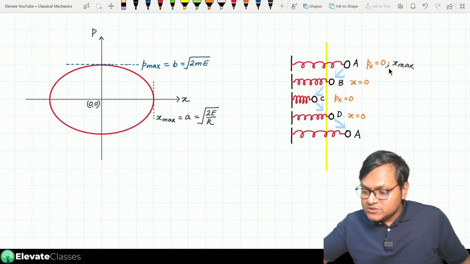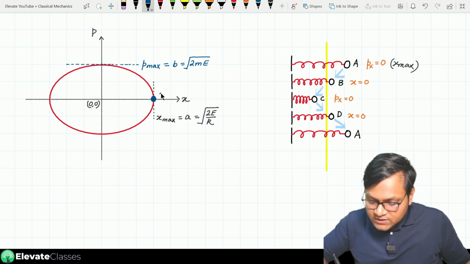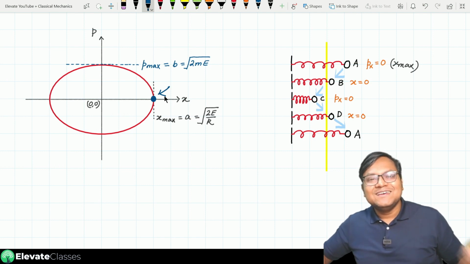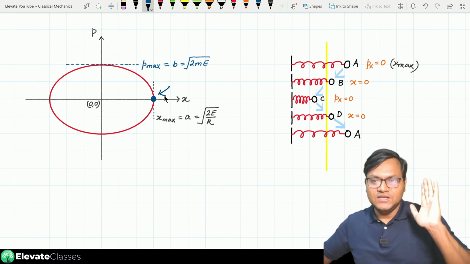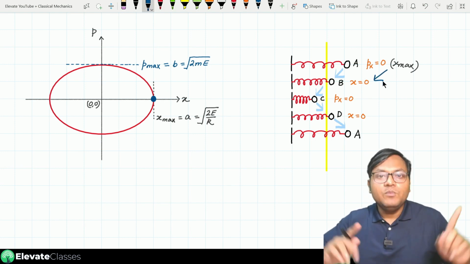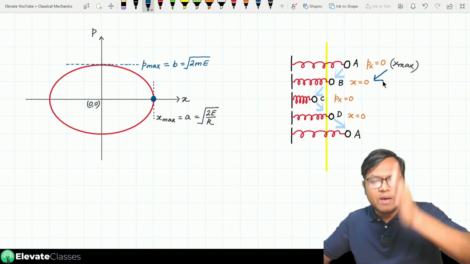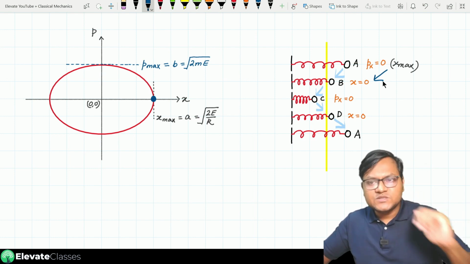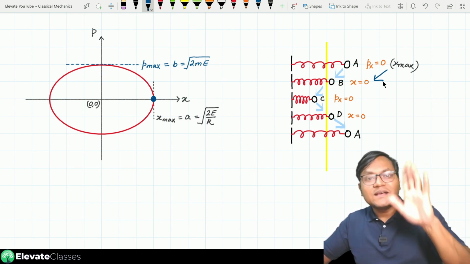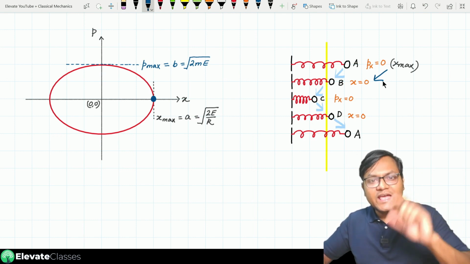So that corresponds to which position and point? That corresponds to this particular point. You see this, it corresponds to this particular point. Position maximum, momentum zero. Now as the particle comes towards the equilibrium and reaches the equilibrium, what happens at equilibrium? Position becomes zero. Position means displacement, because we take the equilibrium as the origin of x, so the displacement comes out to be zero. But velocity is maximum there, so therefore p becomes large, x becomes zero.